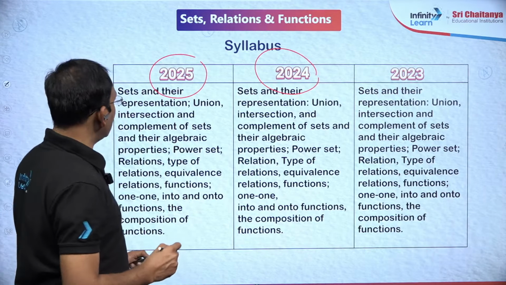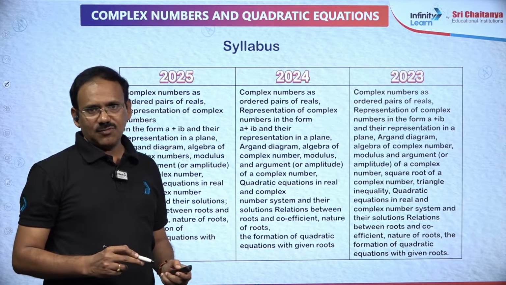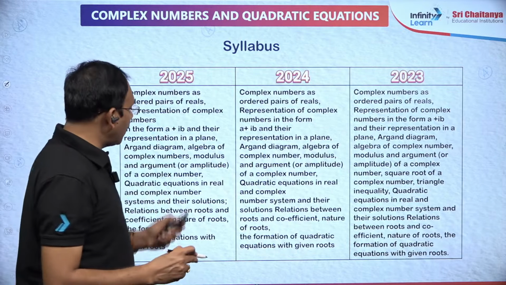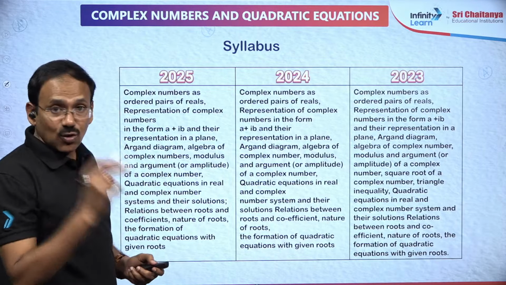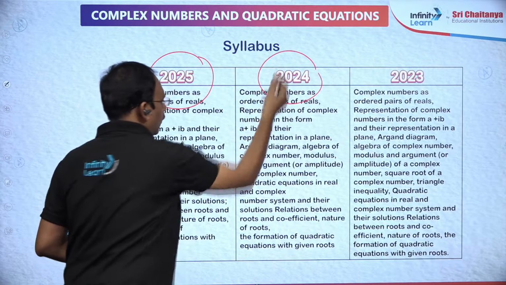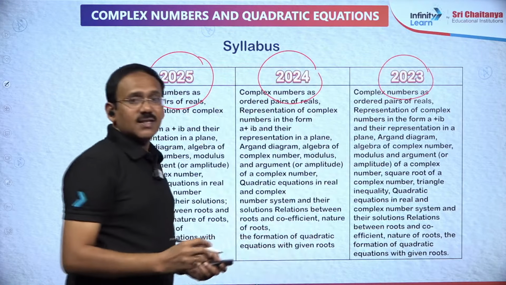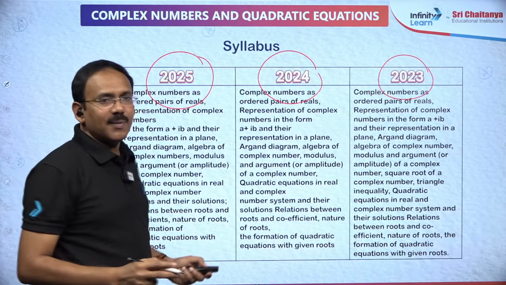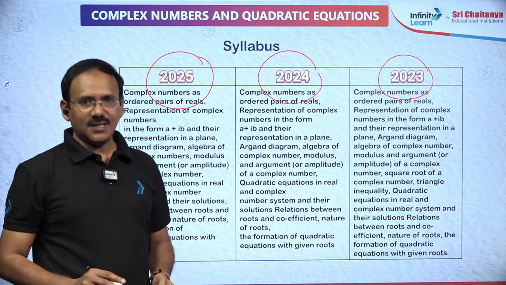Then you can see the second chapter, complex numbers and quadratic equations. Together you can observe there is no difference in 2025 and 2024, and almost the same even in 2023. So you can say almost no subtopic is officially deleted here in complex numbers and quadratic equations.